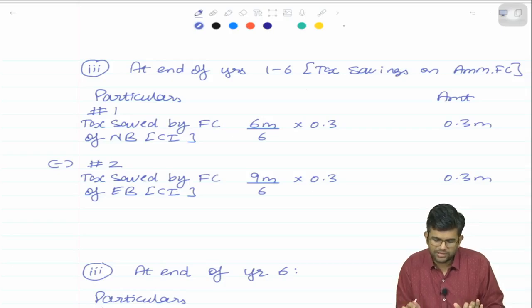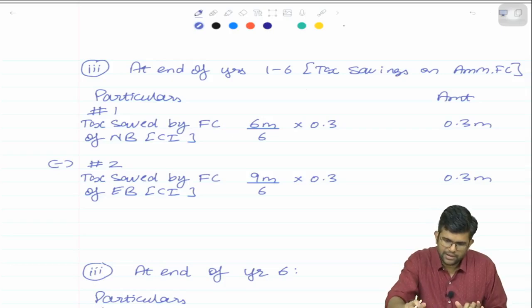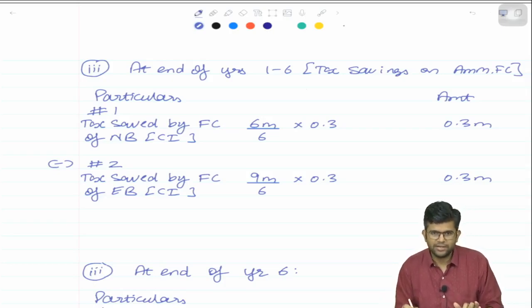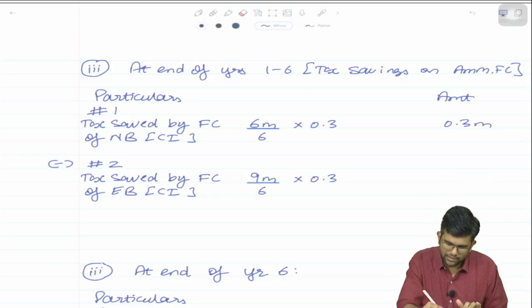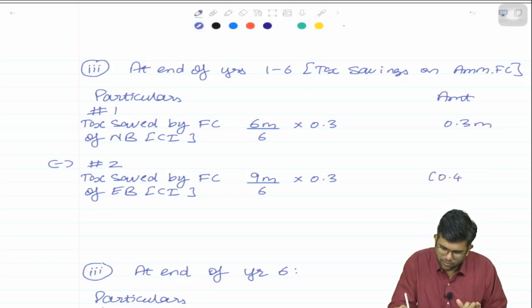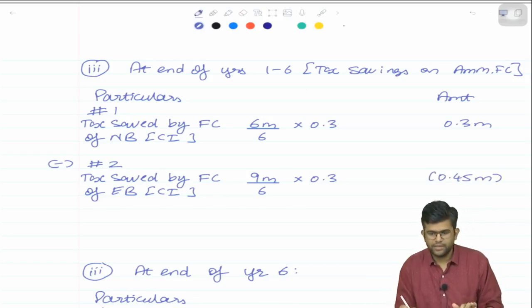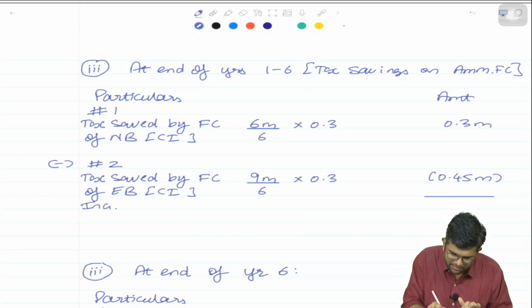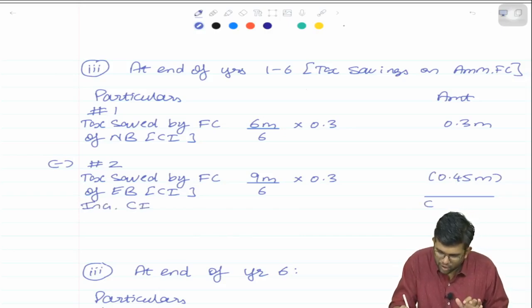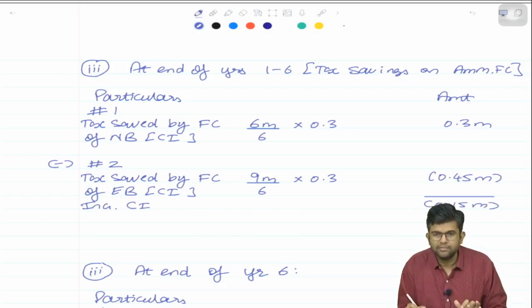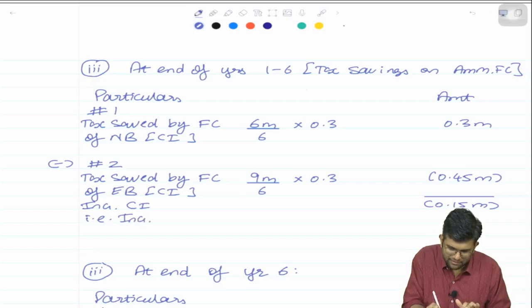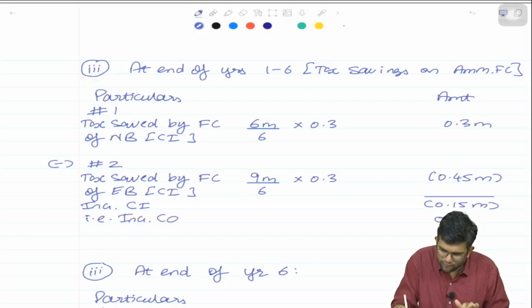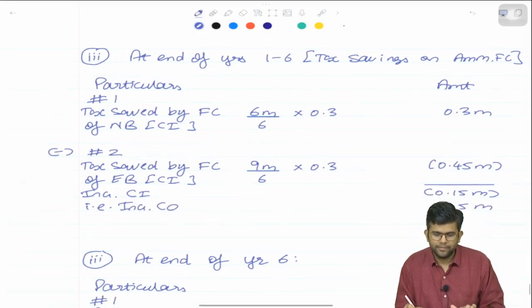So can you tell me how much is that, please? I'll do it. 9 divided by 6 into 0.3. 0.45. Everyone clear? 0.45. So I'll write here negative 0.45 million, which means there is an incremental outflow of 0.15 million. Everyone there?